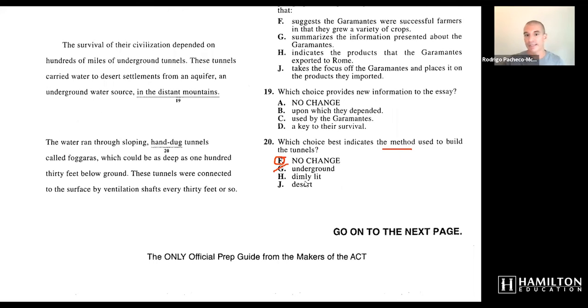H, dimly lit tunnels. This tells us about how much light might enter the tunnel, but not about how these tunnels were created. So we can eliminate H. And J, desert tunnels, again, this is more about their geographic location and doesn't tell us anything about the method. So we can also eliminate J.